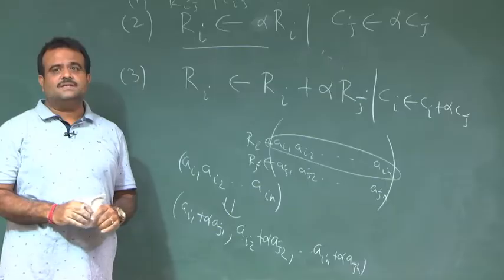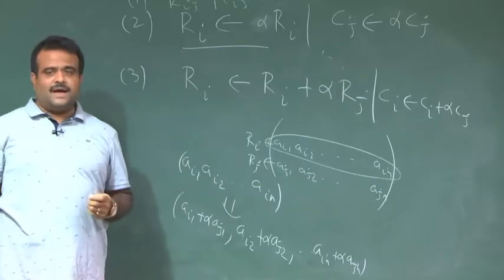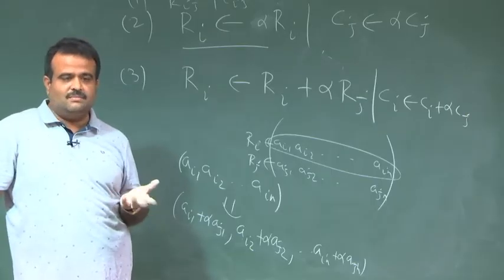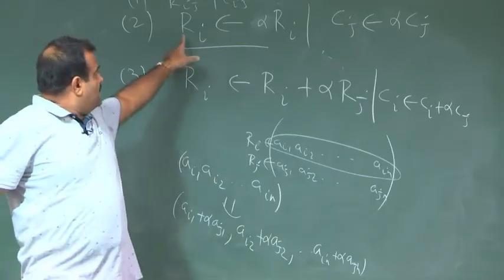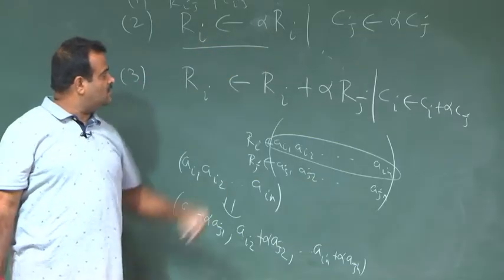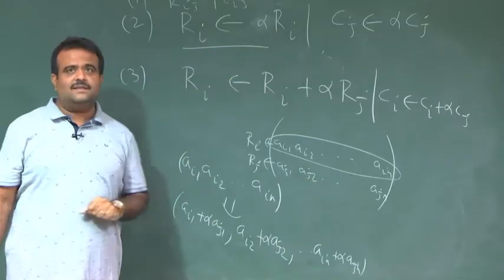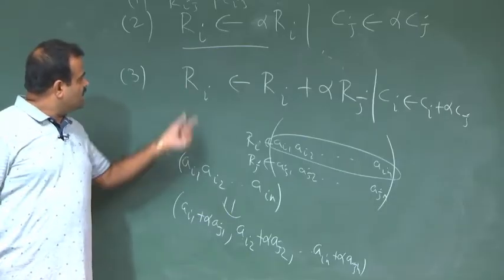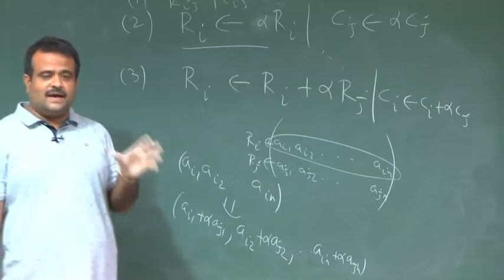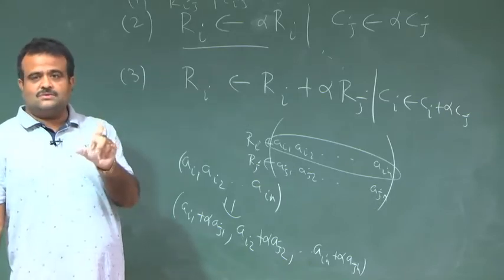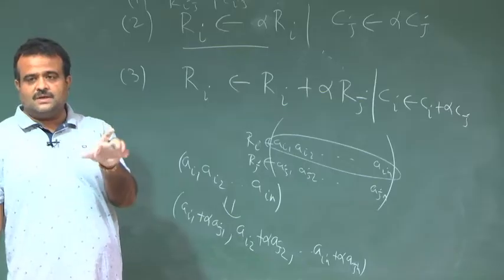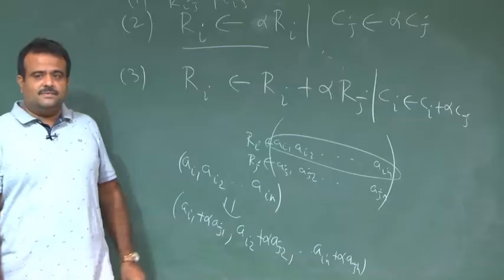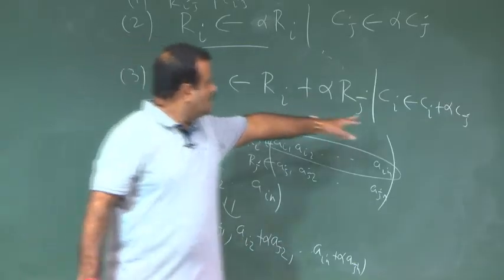The second operation is that we take the ith row and multiply it with some scalar, some real number or field element, and the row is replaced by that. Similarly for the column. Another elementary operation is that we replace the ith row by the ith row plus some constant scalar times another row. That is another elementary operation, and it is similar for the column operation.